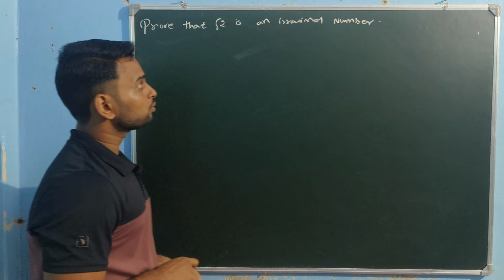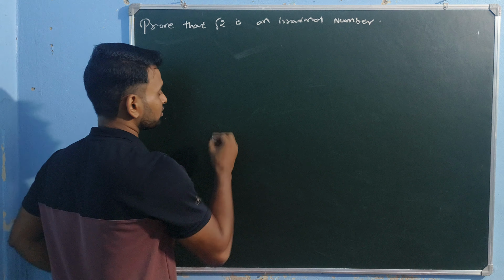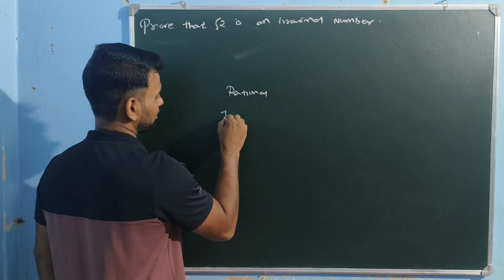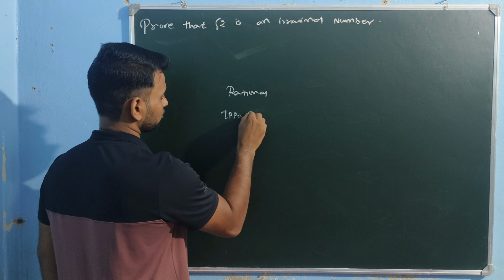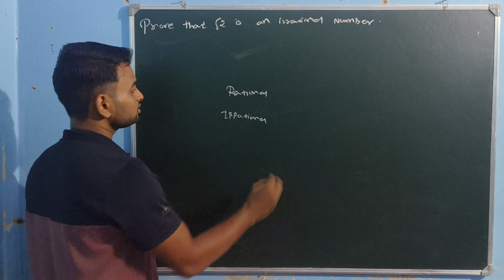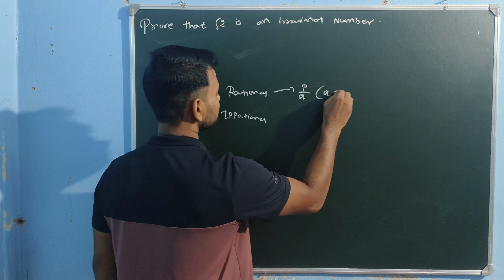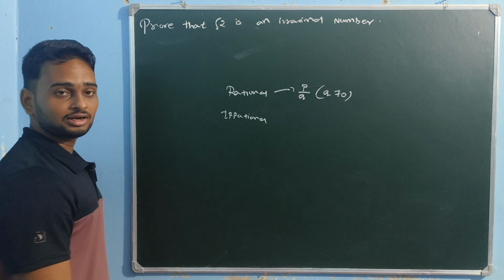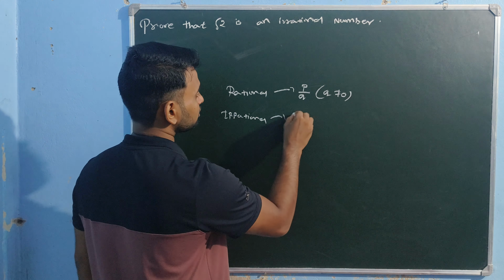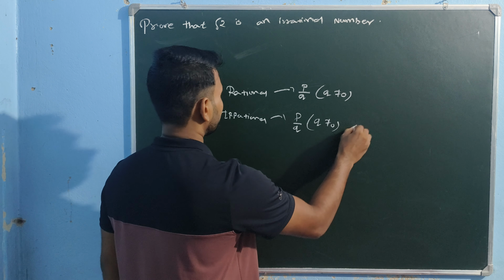Before we prove root 2 is an irrational number, we have to know two number systems: one is rational number, another is irrational number. So what is a rational number? The number which can be expressed in the form of p by q, where q is not equal to 0, is known as a rational number. Similarly, an irrational number is the opposite of a rational number. The number which can't be expressed in the form of p by q, where q is not equal to 0, is called an irrational number.